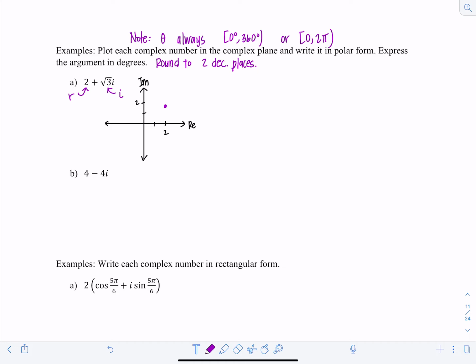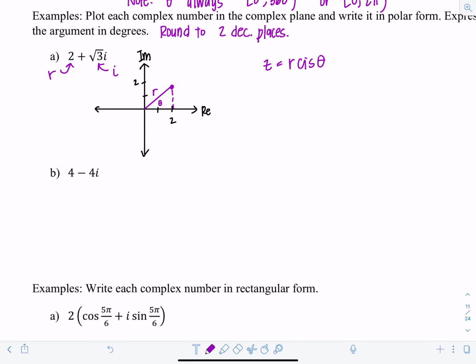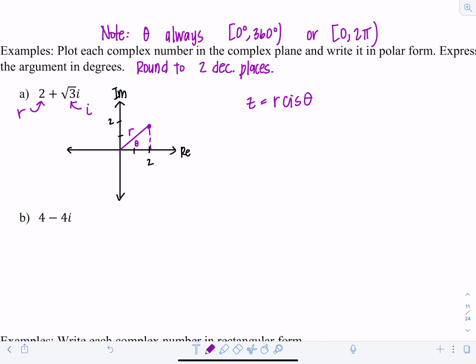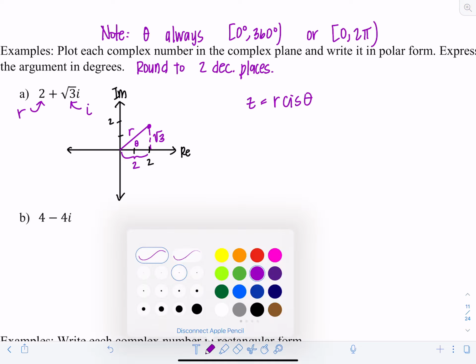Now they want me to express this point in polar form, meaning I need to write it in the form z equals r cis theta. So I have to find 2 things. I need to figure out what this r is, and I need to know what theta is. Well, look, this height here is rad 3. This here is 2. So I can find r easily.